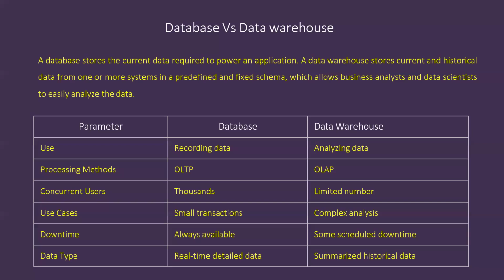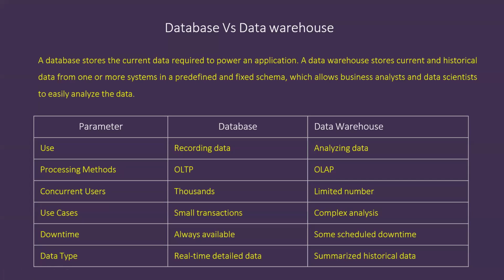Clear? Okay, so that is how you will get it. Then on the database you can have multiple users, because it is an application, whereas on the data warehouse a limited number of users will get access. So this is for small transactions and this is for complex analysis. And it is real-time detailed data in one, and summarized historical data in the other. That is the main difference between a database and a data warehouse.